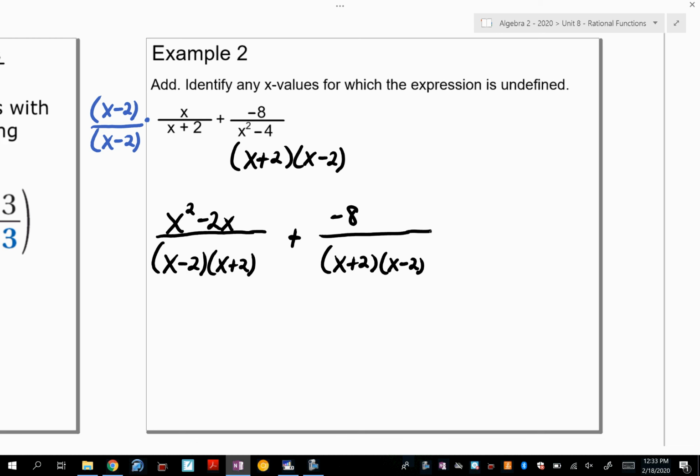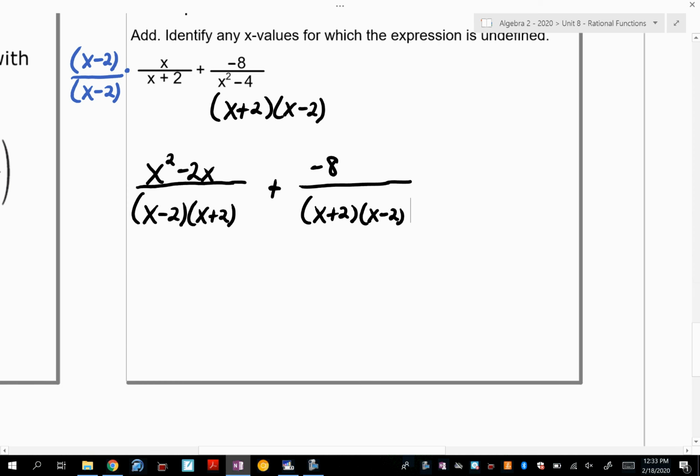Oh, okay. Got it. All right. So what I've done is I've added the numerators. Now you'll notice that in the numerators, there were no like terms, right? X squared minus 2x and the negative 8 are not like terms. So I just put them all together. So again, we are done.